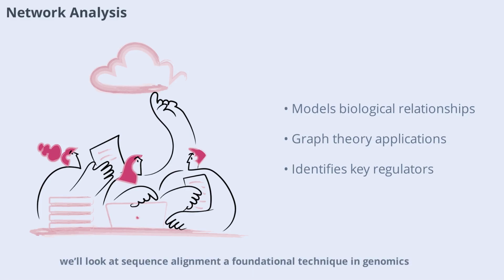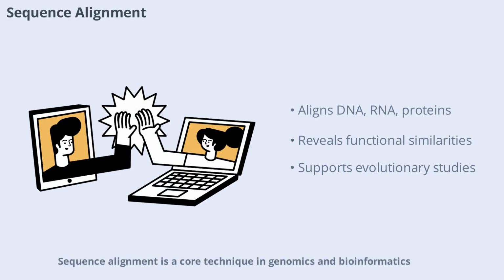Next, we'll look at sequence alignment, a foundational technique in genomics. Sequence alignment is a core technique in genomics and bioinformatics. It involves arranging DNA, RNA, or protein sequences to identify regions of similarity, which may indicate functional or evolutionary relationships.